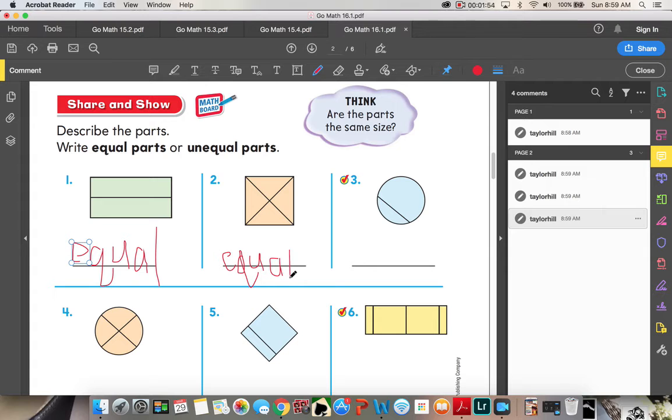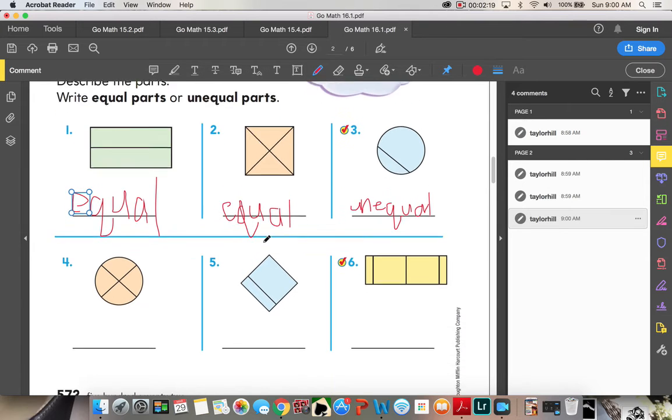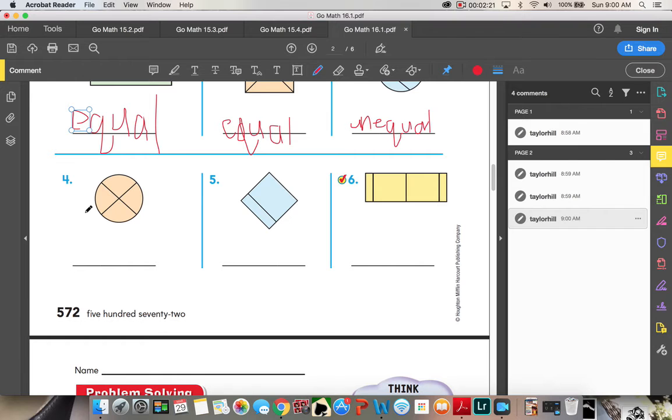Sorry about my handwriting. It's a little bit difficult. All right, number 3. If I were writing on paper, it would be a lot neater. Number 3. Okay, this circle right here. Is that circle divided evenly? No, it is not. So it would be unequal. All right, number 4. Look at this circle. Are those parts divided evenly? Equally? All right, yes, they are. So they're equal.